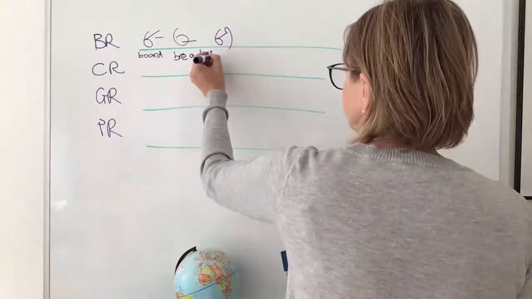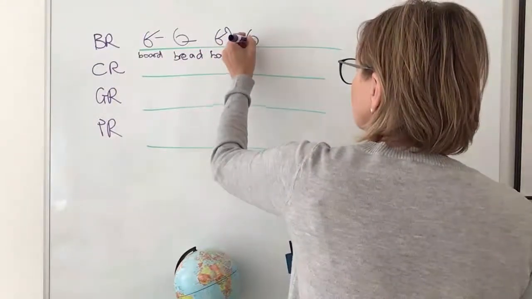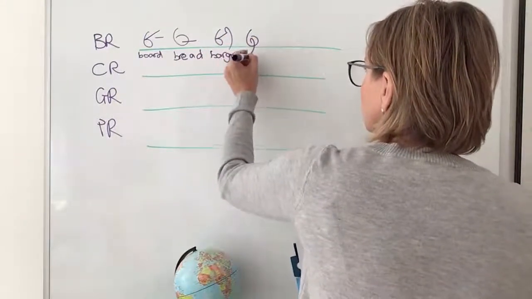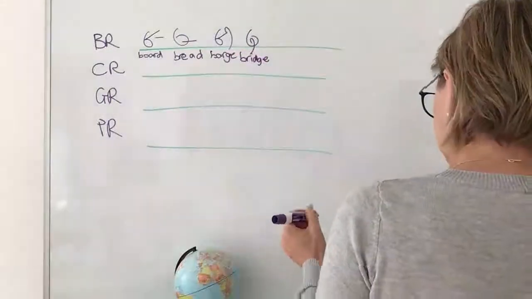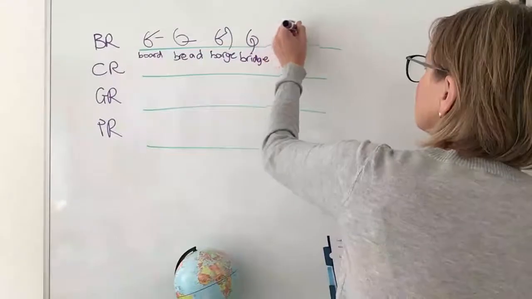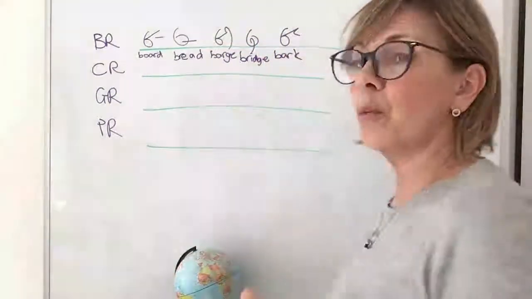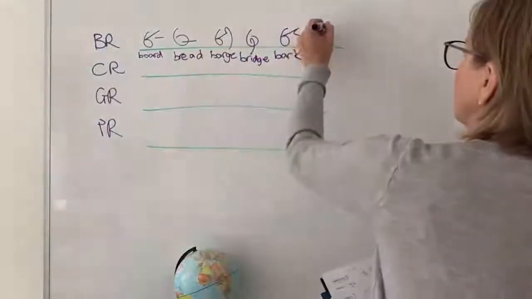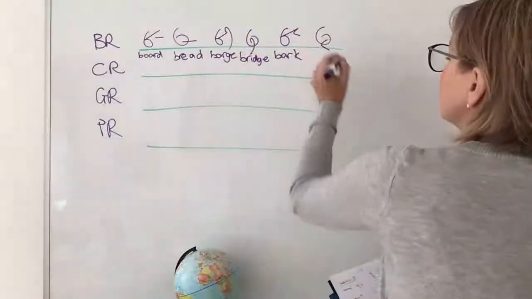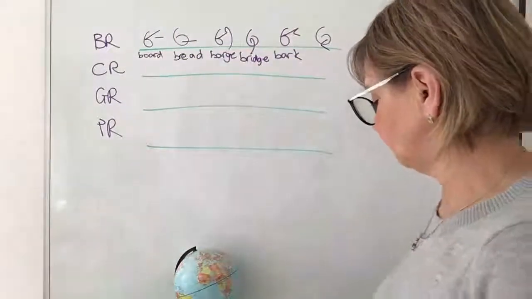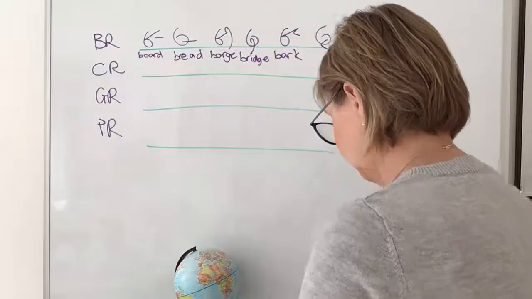Barge, but if I put the G through the B, bridge. Bark, but if I want break, I write the B, ignore the R and put the K through. And so you can do this with C.